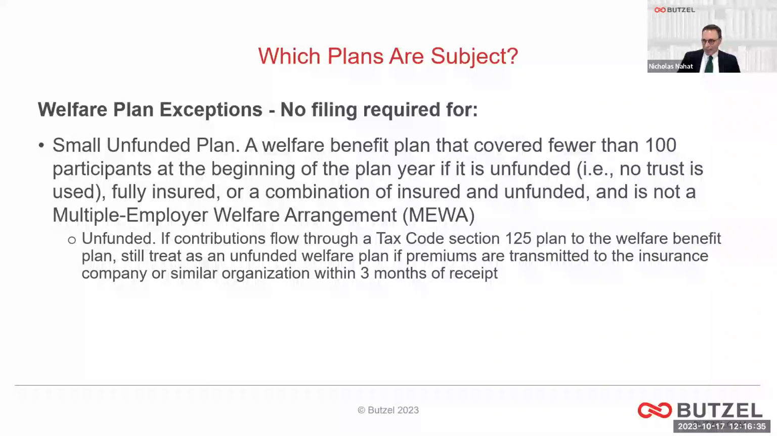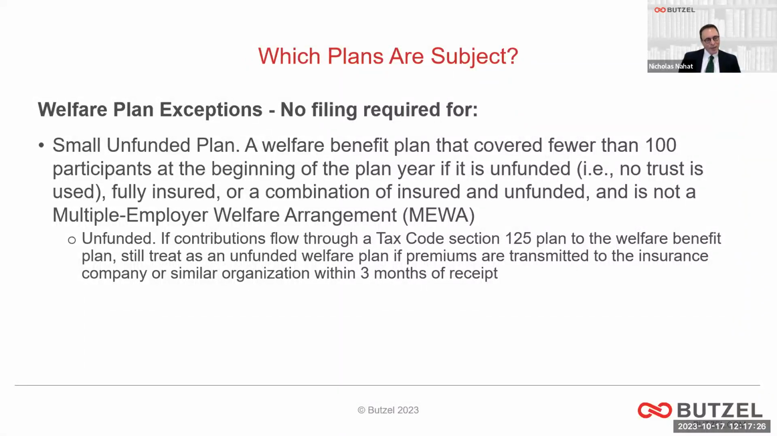A small unfunded plan, that is a welfare benefit plan that's going to cover fewer than 100 participants at the beginning of the plan year if it's unfunded. Well, let's just tease out that distinction between unfunded and funded. Now, an unfunded plan is going to be financed generally out of employer plan assets or pay as you go in a way. The funded is going to involve an arrangement, usually some sort of trust. And an insured plan will buy insurance in order to cover its obligations to plan participants.